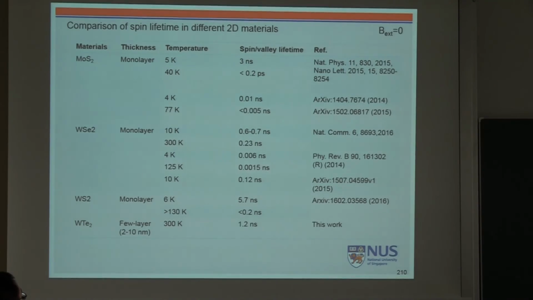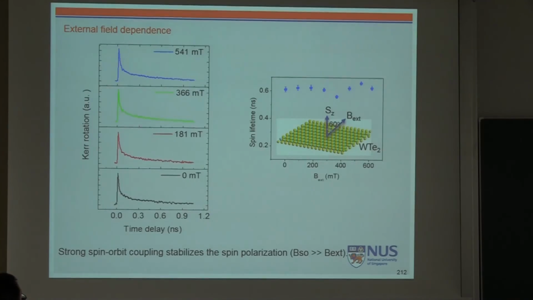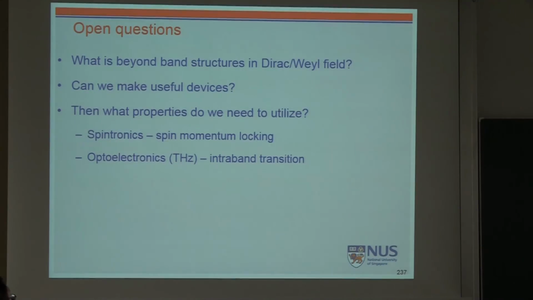So I'm not going to go to the summary. As you can see, for most of the data from other 2D materials, the spin lifetime has been measured at low temperature, and none of them really show an extremely long spin lifetime at room temperature. And this is the only material. So amazing material. And then we applied different magnetic fields, and it's very robust, meaning probably a very strong spin-orbit coupling stabilizes the spin lifetime, which we don't understand.